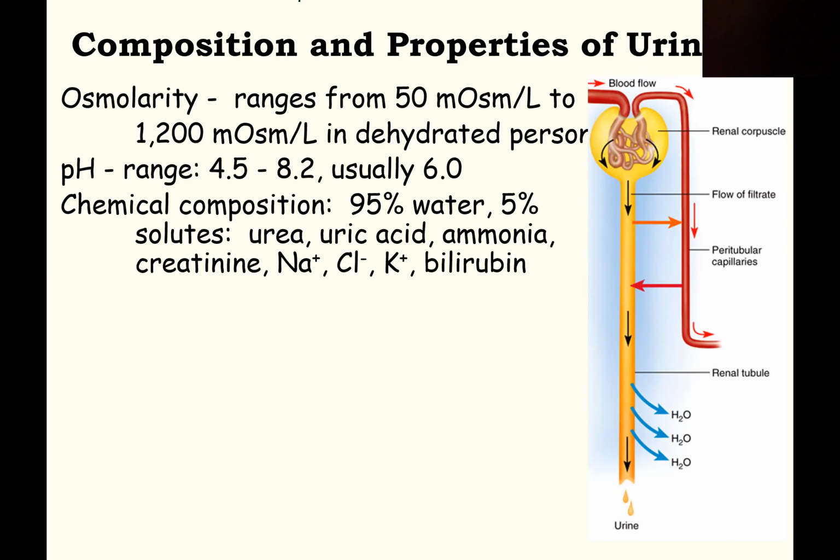Chemical composition: even though we pulled out as much as we can, 95% of it is going to be water. The rest of it is solutes. So here are those nitrogenous wastes we mentioned way back in the blood chapter: urea, uric acid, ammonia, and creatinine. Those were the four most numerous nitrogenous wastes that we talked about at the beginning of the chapter. Sodium ions, potassium ions, calcium ions, chloride ions, and bilirubin. Bilirubin can be expelled both in feces and urine.